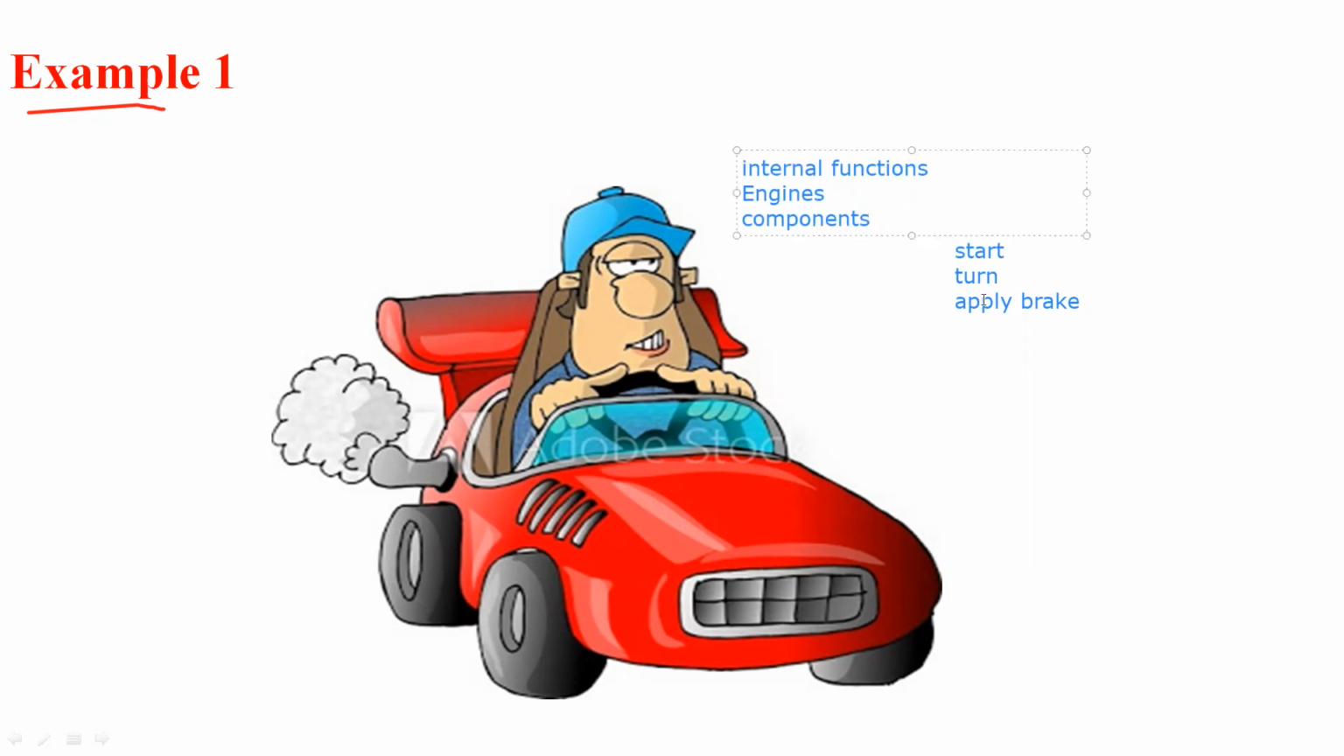As a driver, we just know how to start a car, how to take a turn, and how to apply the brake. The car's implementation and complex logic are completely hidden from the user. So this is one of the real-time examples of abstraction.